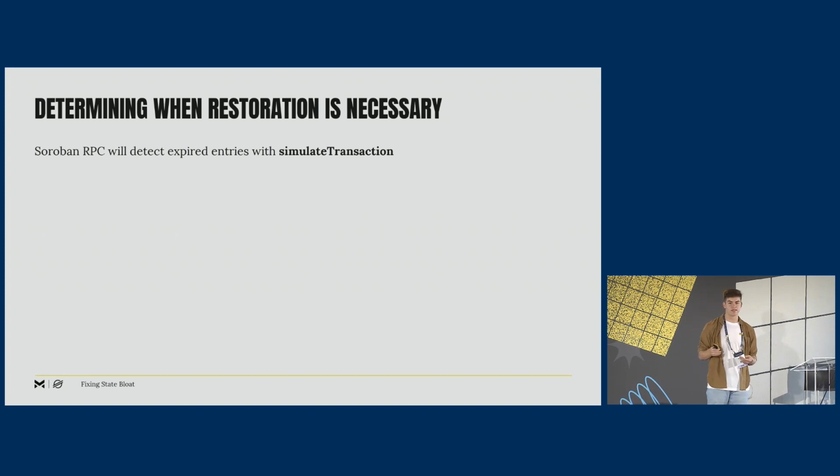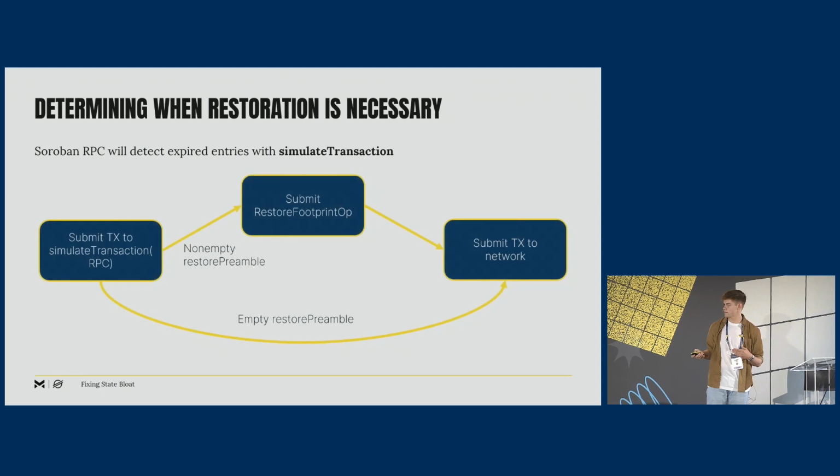Soroban RPC has a simulate transaction endpoint that can be used in order to tell if your transaction touches any expired entries. The flow looks as follows. First, you're going to submit your transaction to the simulate transaction RPC endpoint. That will then return a JSON payload. A field in that JSON payload is called the restore preamble. If there's an empty restore preamble, this indicates that your transaction does not access any expired entries, and so you should be good to go. You can go ahead and just directly submit that transaction to the network.